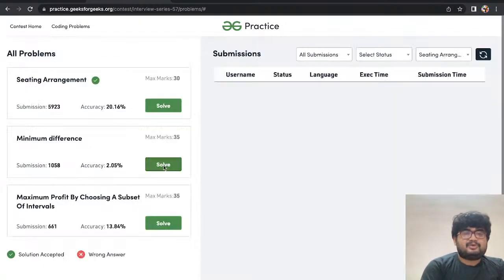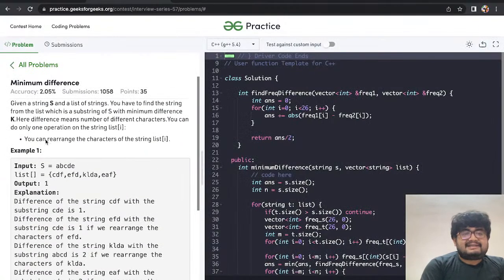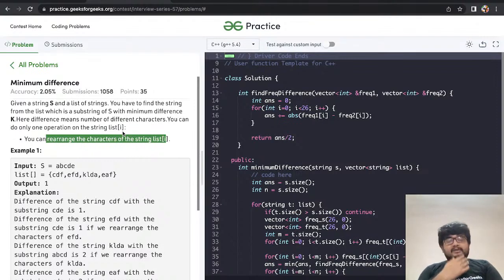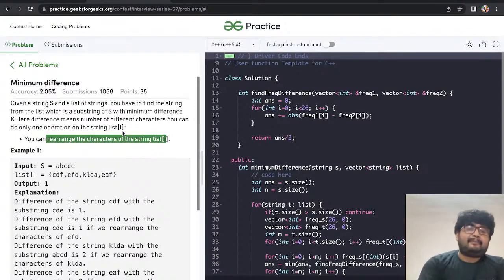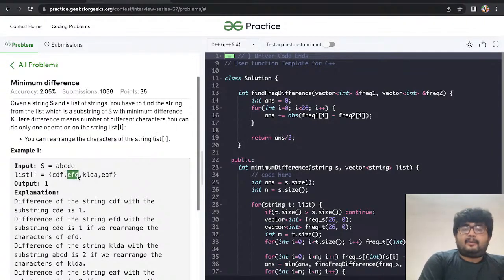You guys are confusing me more than the question. It is clearly said that you can do only one operation on the string list of i. We can do only one type of operation, right? Which one we operate on is completely on us. So we are operating on each of them independently.